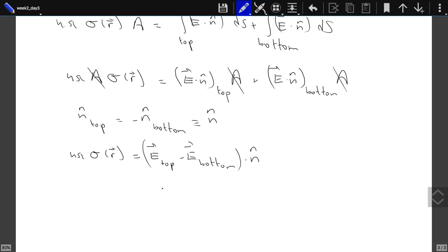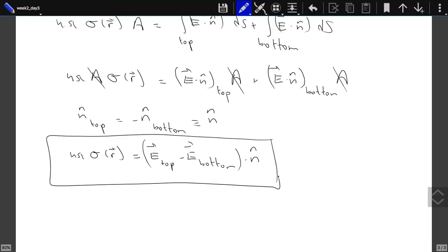Note that sigma is not the volume charge density, but the surface charge density. It's the charge per area. So this will be one of the things that we will be using quite often. And top and bottom are determined by the direction of n. So n vector points from bottom to top. You could have just chosen the n vector to be in the opposite direction. It doesn't really make any difference, but you also have to change the identification of top and bottom.